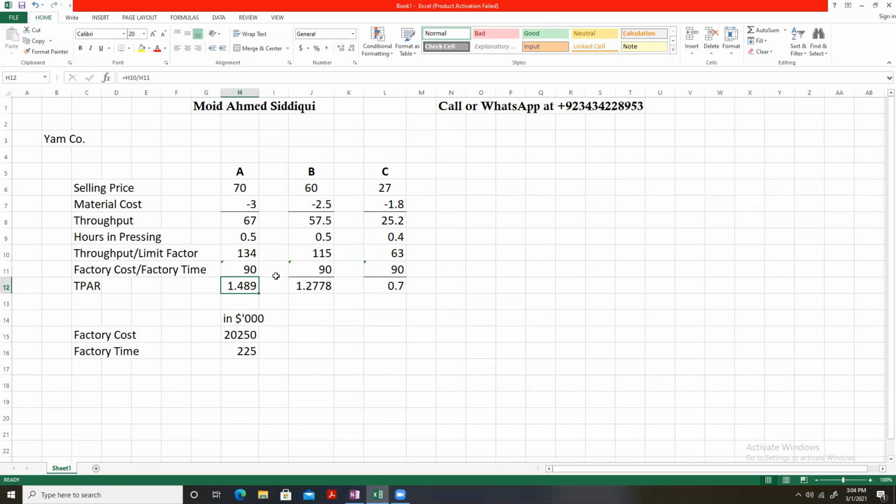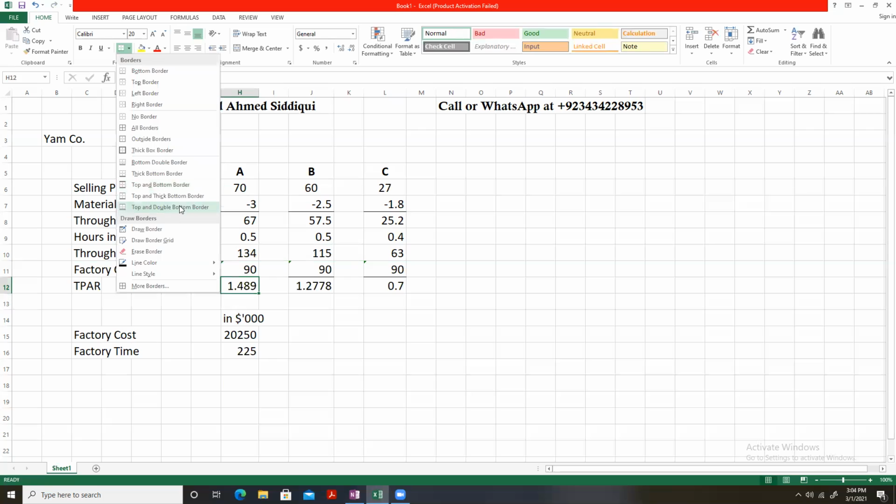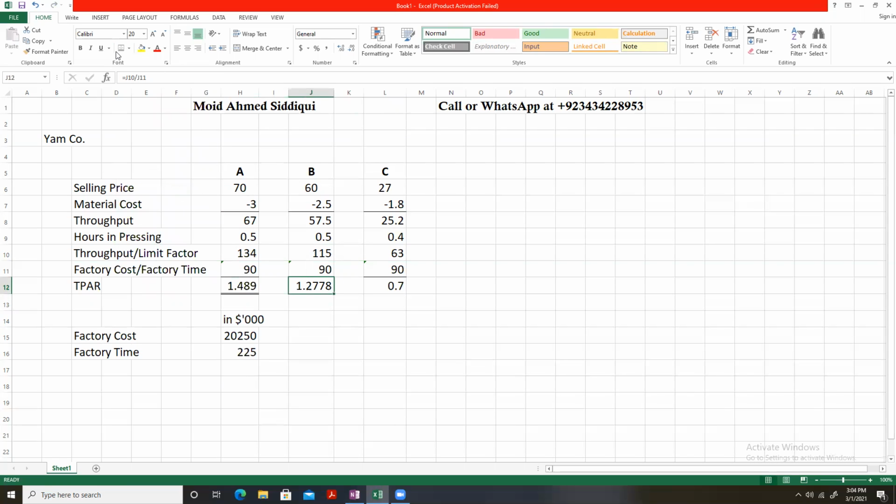So in order to find out the TPAR, first you need to calculate throughput per limiting factor. This is the one thing. And the second ratio that you need to calculate is total factory cost per factory time. Just divide these two to get the throughput accounting ratio. I hope you get a good understanding of how we calculate it by watching this video.